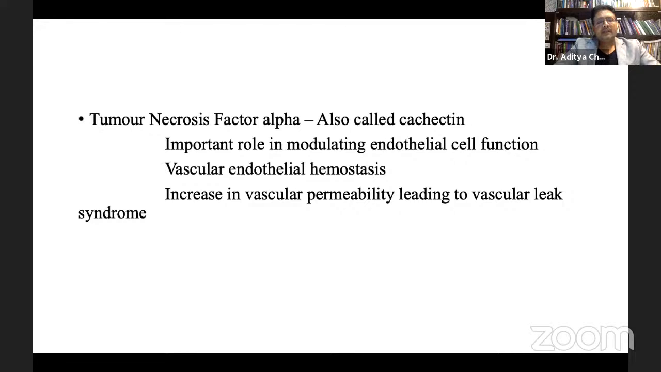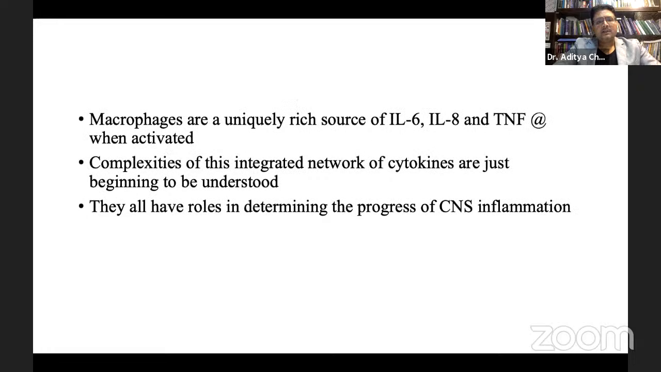All in all, we have to remember that these three interleukins are important primarily in bacterial meningitis, because there was a study which was done in China. I would be coming to that study and showing it in my future slides.